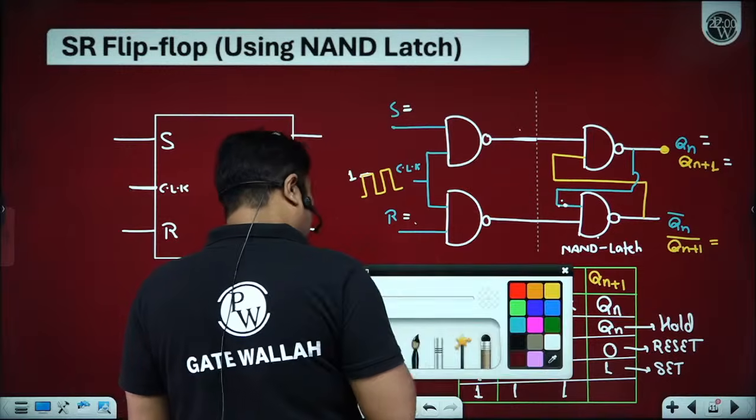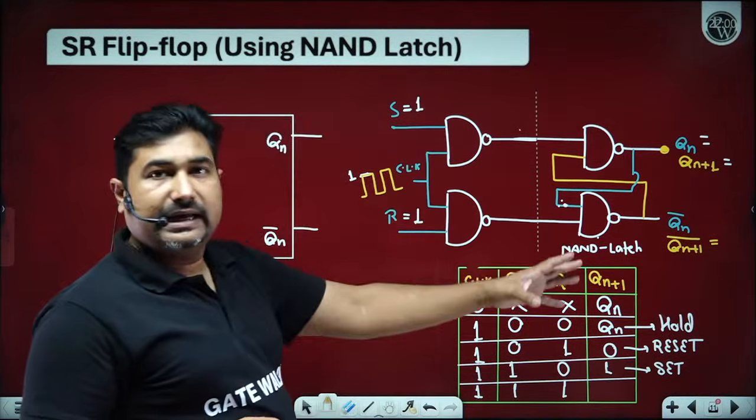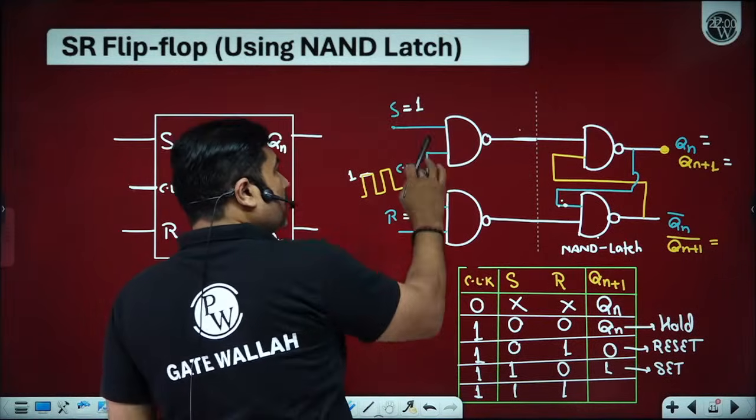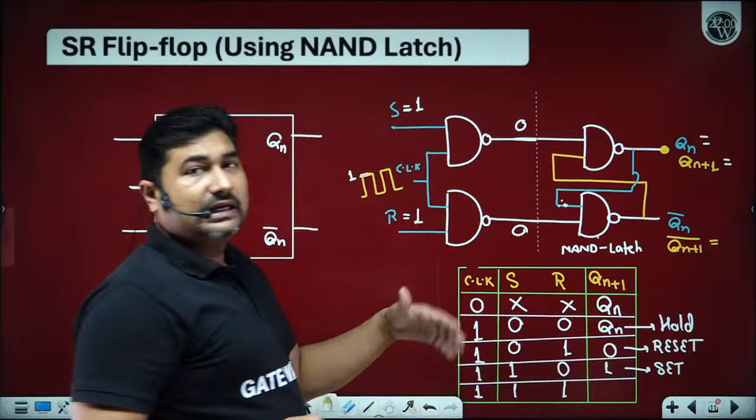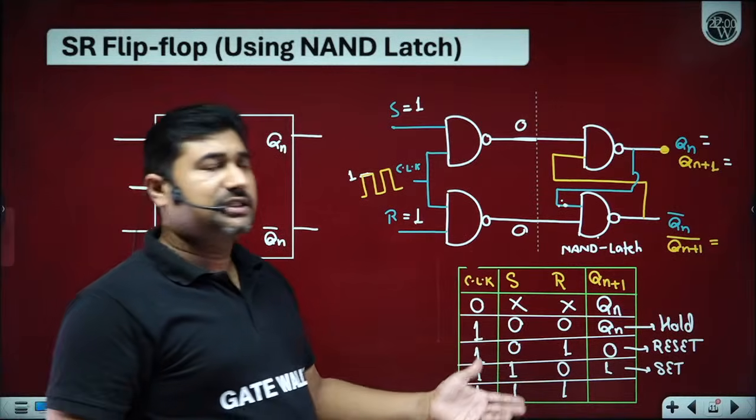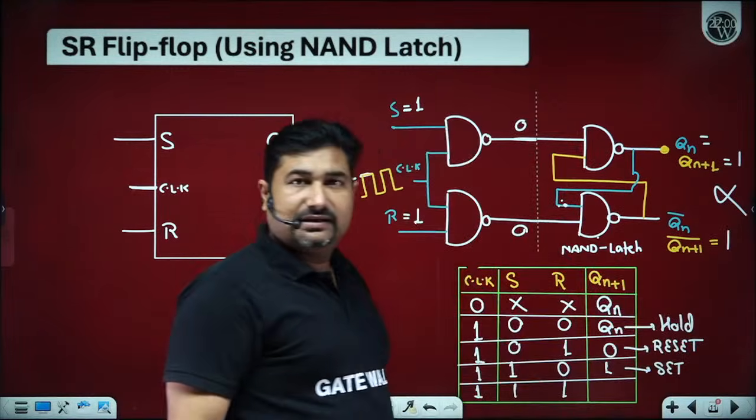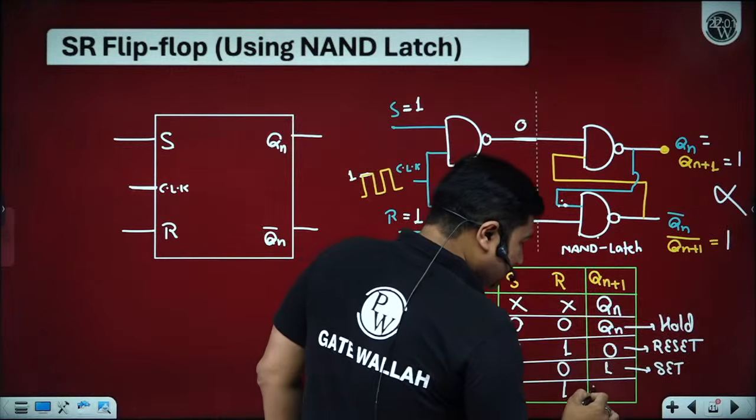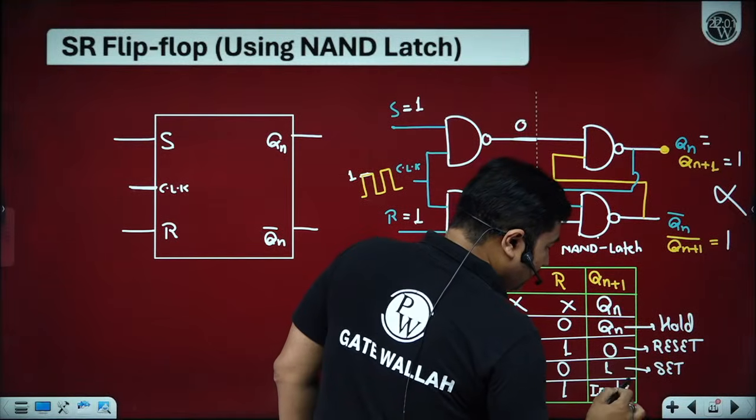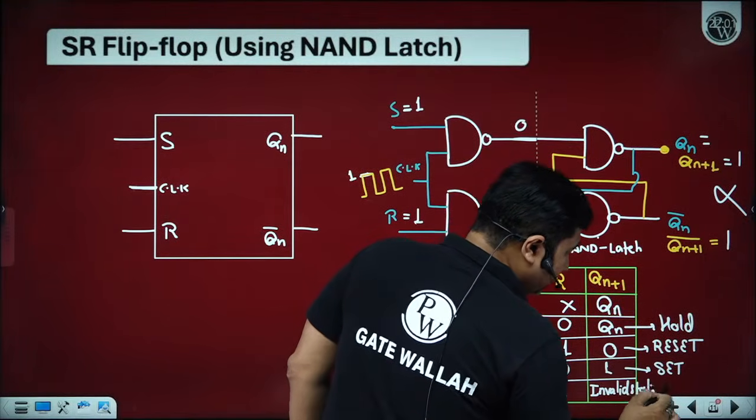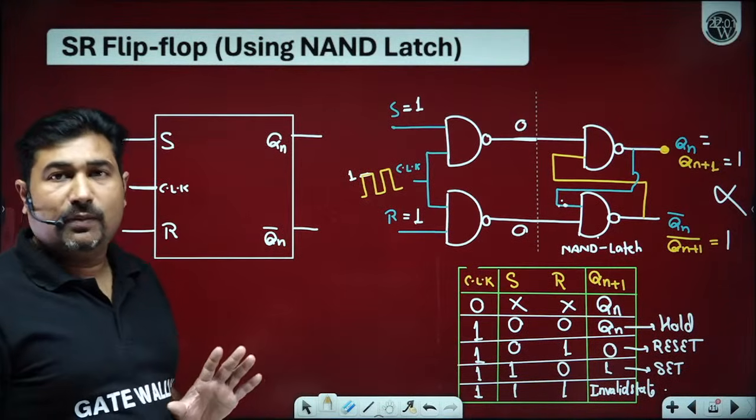See, if we apply both 1, 1 and the clock is high, then 1 into 1 complement is 0, 1 into 1 complement is 0. On the NAND latch, if both the inputs are 0, 0, both the outputs will become 1, 1, which is an invalid state. So we say this is an invalid state. How many of you are able to understand? Invalid state is avoided in the normal flip-flop operation.